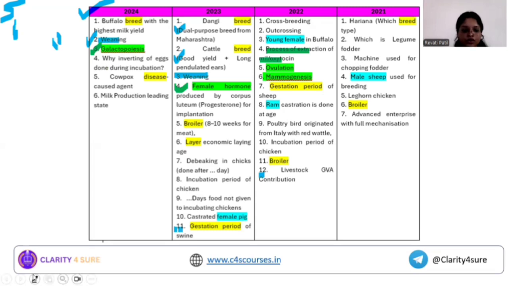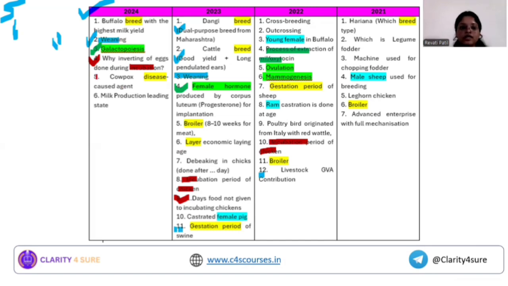Next year, here we are talking about the eggs. After analyzing this question, you can conclude that now NABARD wants some conceptual clarity also. The question is like, why is inverting of eggs done during incubation? Notice here, they asked in 2022 the incubation period of chicken. Again in 2023 they asked the incubation period for chicken, the dash days, for dash days food not given for incubating chicken, and now they are asking why the inverting of eggs is done during incubation. So the theme here is incubation, but the angle or the way they are asking the question on incubation has changed, right? So please note this down and study the topic from all the angles. There could be a question from any angle.